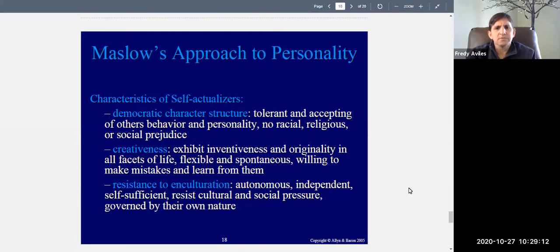Other things about self-actualizers, they have a democratic character structure. Right? They're tolerant, they're accepting of others and their personality. No racial, religious, or social prejudice. I kind of said some about this already in talking about the other things, but yeah, they believe that people should have freedom and they're free to think what they want and do what they want as long as they don't hurt other people. They accept people for who they are. They don't think other people are worse or bad because they have a different religion or they're of a different race, a different sex, or whatever it is. They're tolerant and accepting of others.